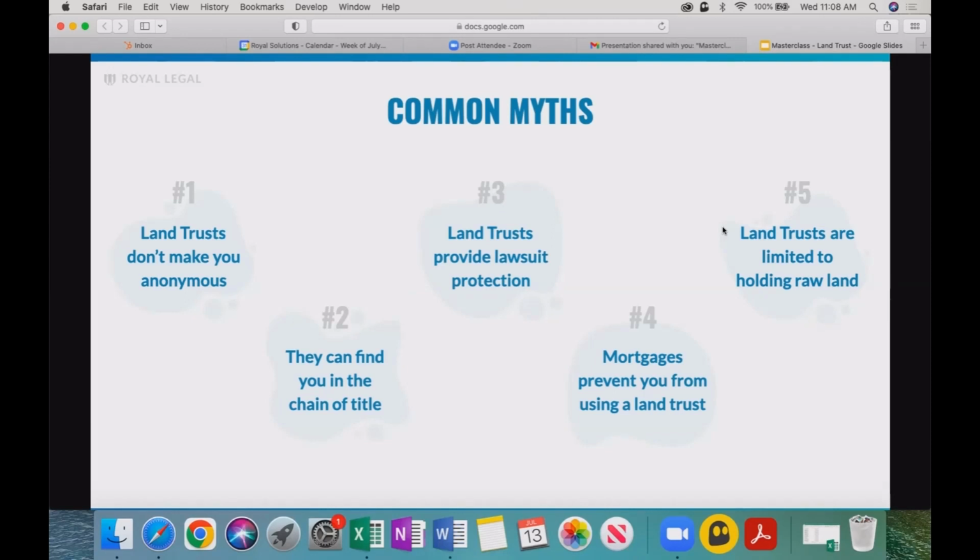They can find you in the chain of title. So as I said, I was a real estate attorney for about 10 years before I was with Royal. I'm still a real estate attorney. I did a lot of title work. While that's true, they can find you in the title.